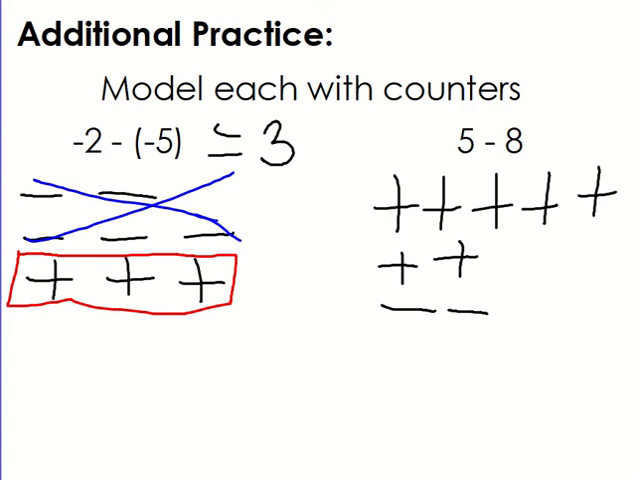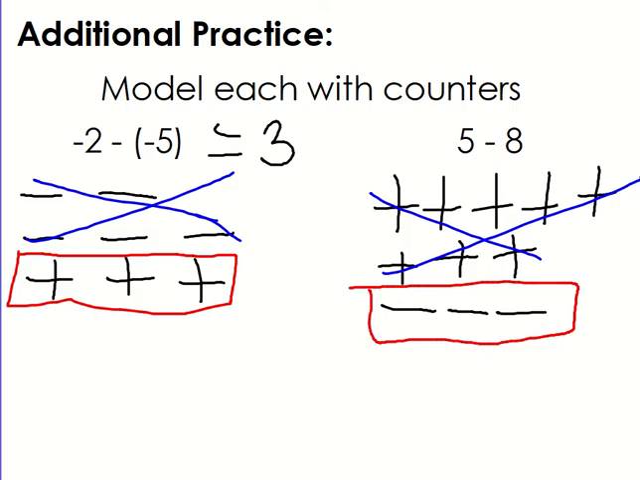And notice I'm not just adding positives. I'm adding 0 so that I have the positives. And then I'm going to add another one. So I have 5, 6, 7, 8. I have my 8 positives. So now that I have 8 positives, I'm going to get rid of all of these. And then I'm going to see what I'm left with. I'm actually left with -3. So 5 take away 8 is actually -3.